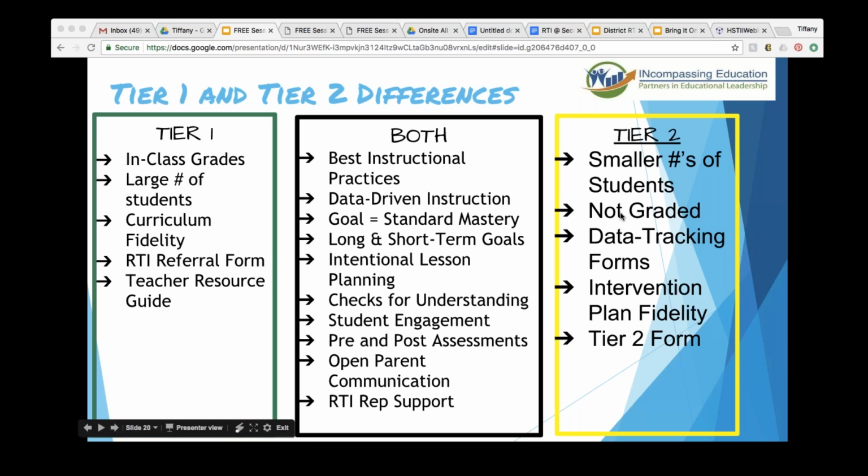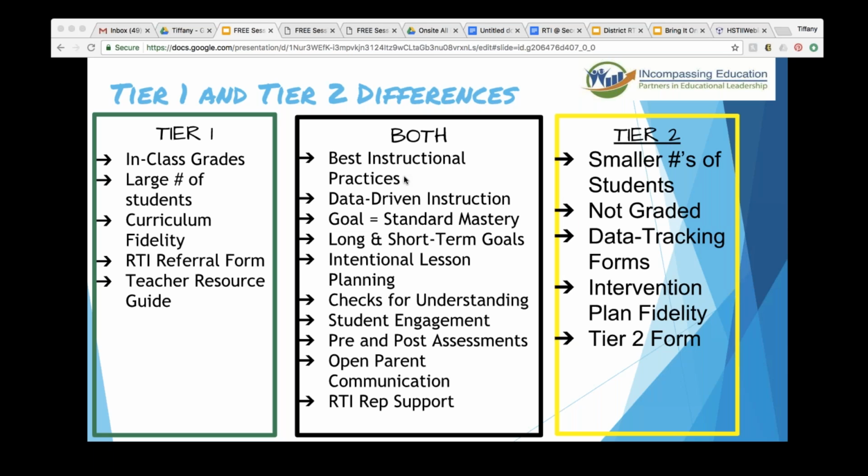Tier 2, you're typically going to see a smaller number of students. This is something that's not going to be graded. I have seen, however, at both middle school and high school levels where Tier 2 supports are given a pass-fail grade, simply because the teachers felt like the students would be more motivated to participate if they knew that they were at least being held accountable to a pass-fail grade on their report card.